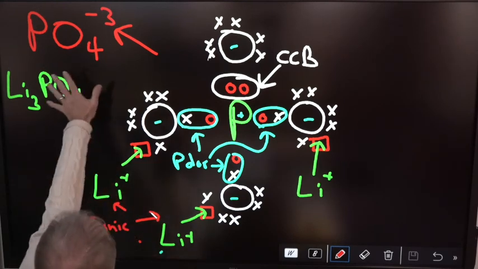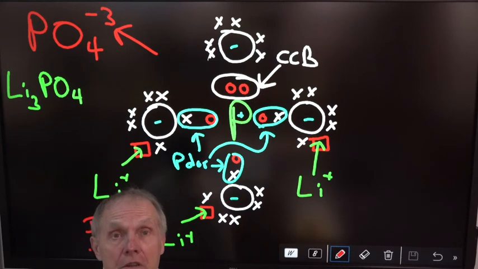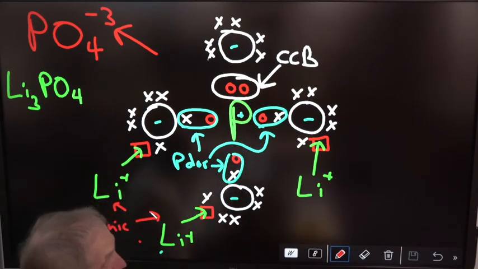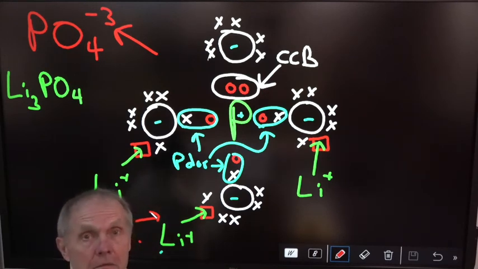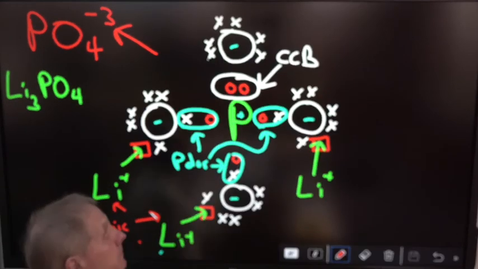And this thing, Li3PO4, looks like a salt. It's a crystalline solid, doesn't conduct electricity. So how in the world would I make that conduct electricity? I'd have to put it in water. But that's a different chapter.